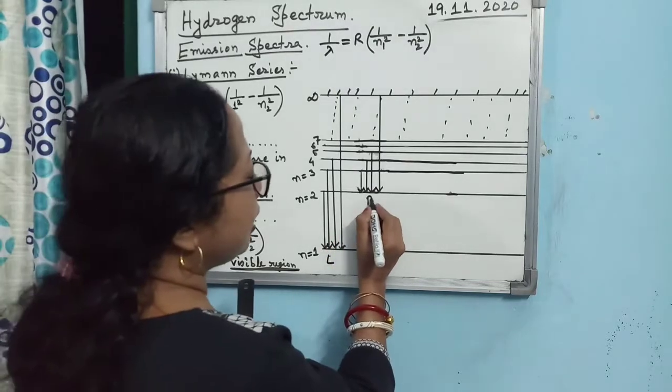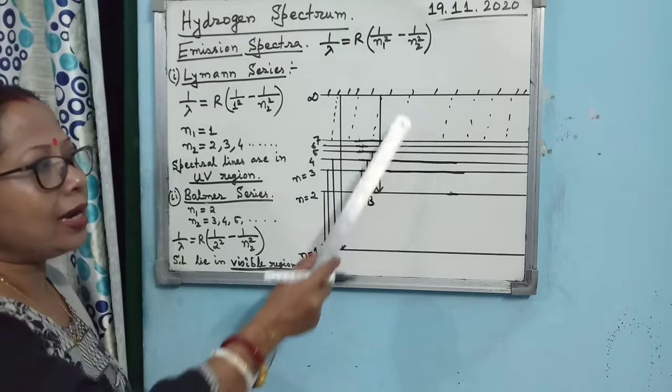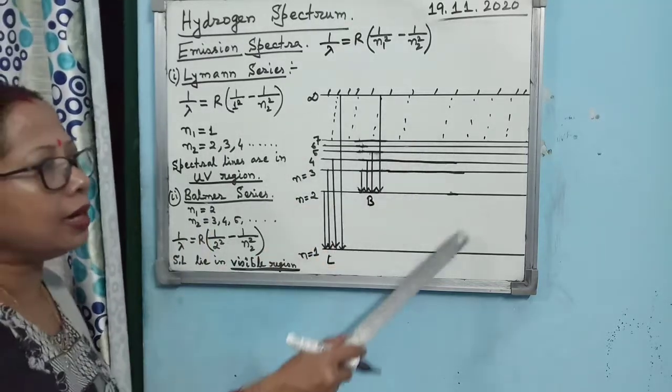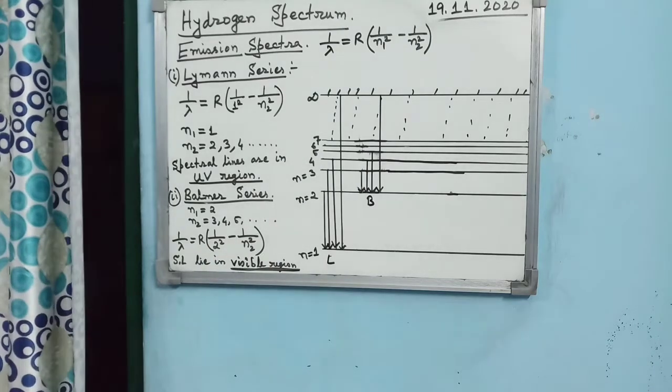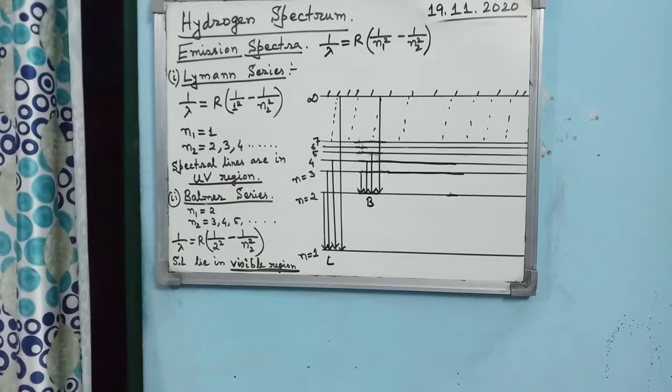So you can write here B. Now this diagram is very important. Along with this, you must learn the diagram also. This is interesting, no? Easily you can learn and remember it. So please do that.